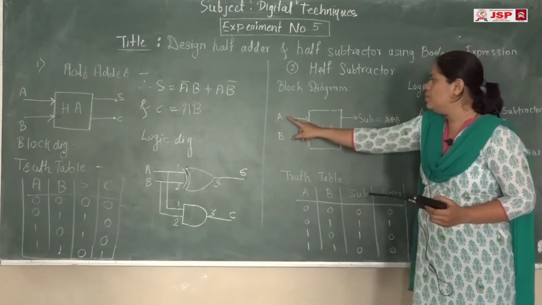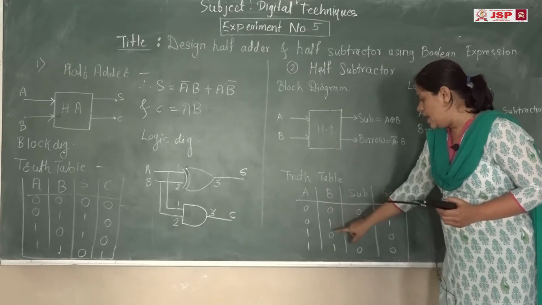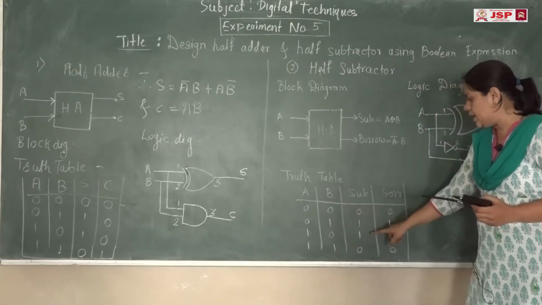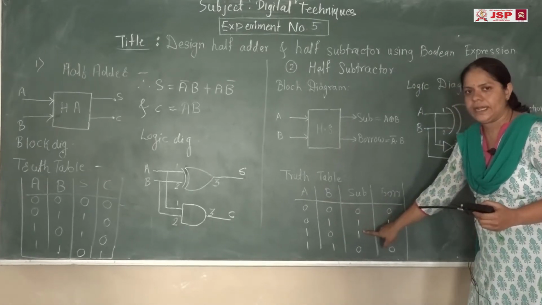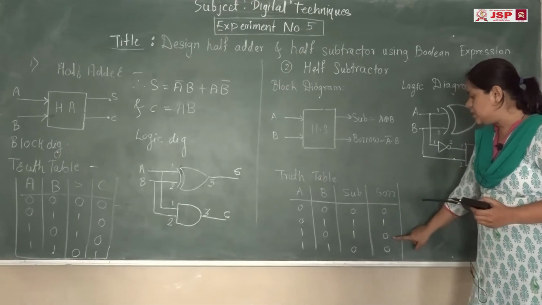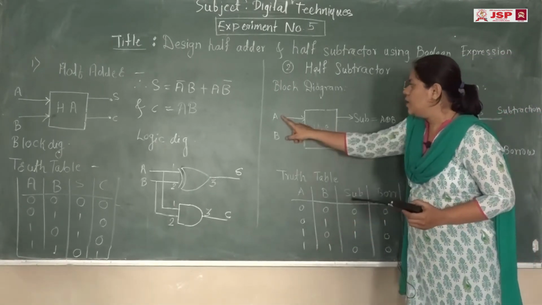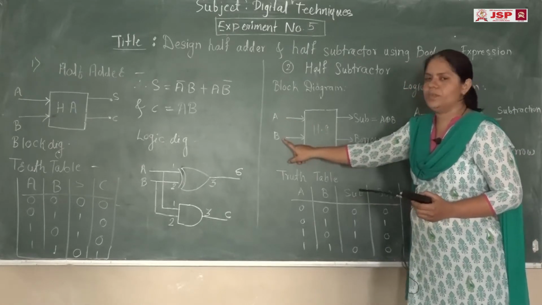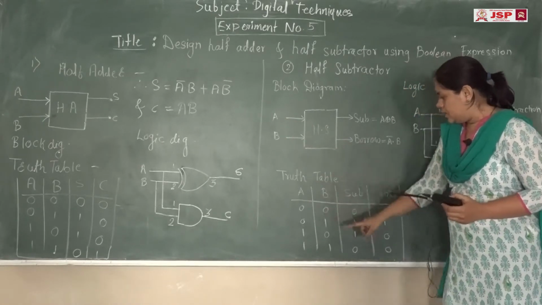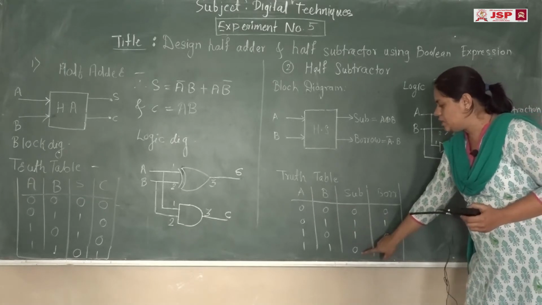When we give the input A equal to 1 and B equal to 0, we will get the subtraction 1 and borrow generated, that is 0. The last case is when input A is equal to 1 and B is equal to 1. In that case we will get the subtraction 0.